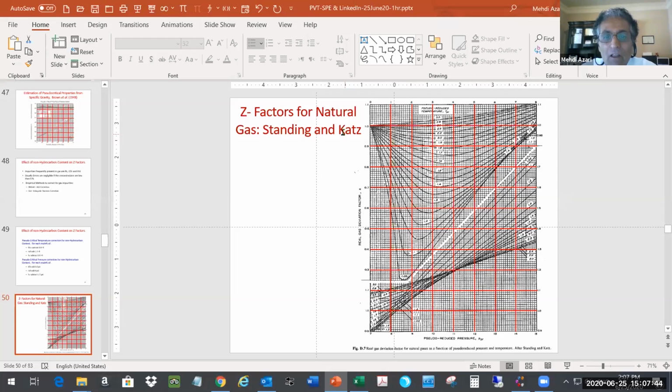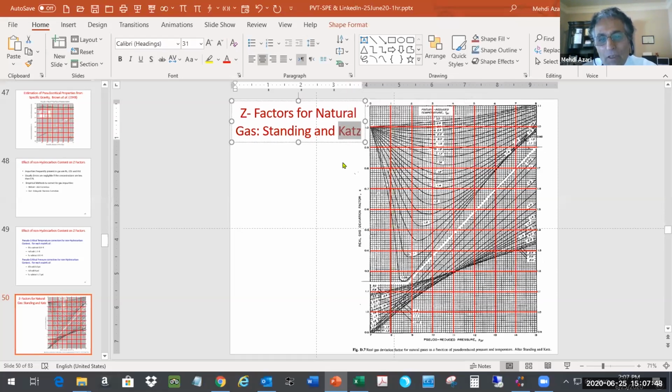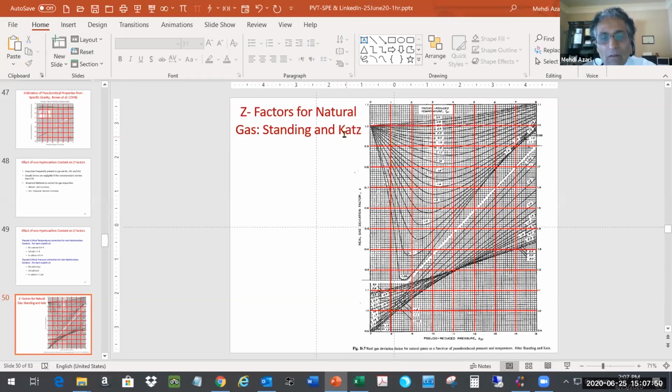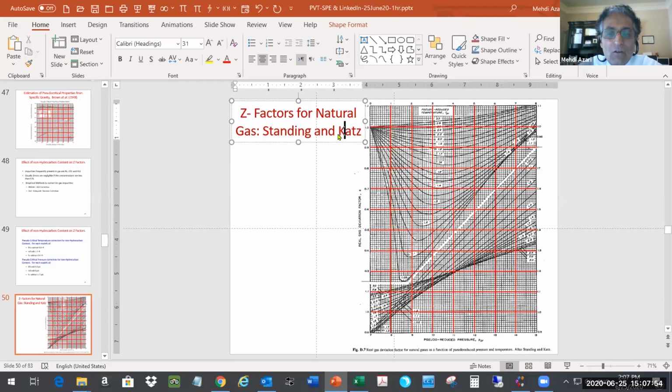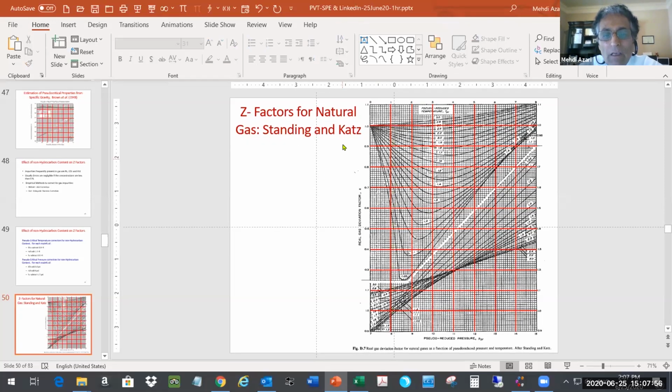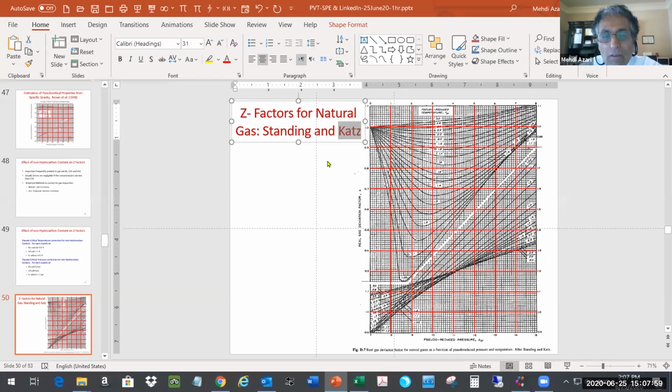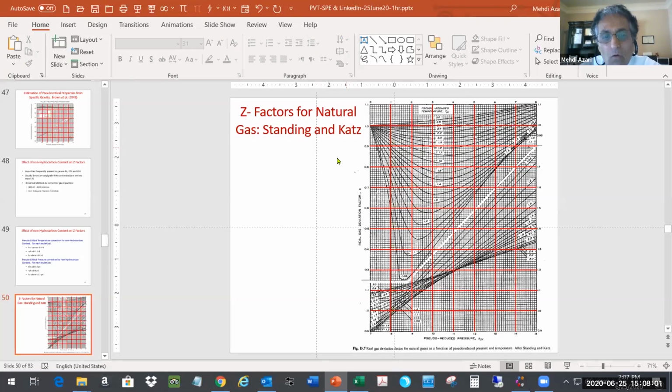Katz did a lot of work. When I was in Iran, he came to Abu Dhabi. The university that I went to was the highest and the toughest university to get into. He came there for some work on teaching. He did a lot of work in gas, and Standing was also very famous in this area. Look at this. These guys killed themselves to come up with these charts. It's so difficult.